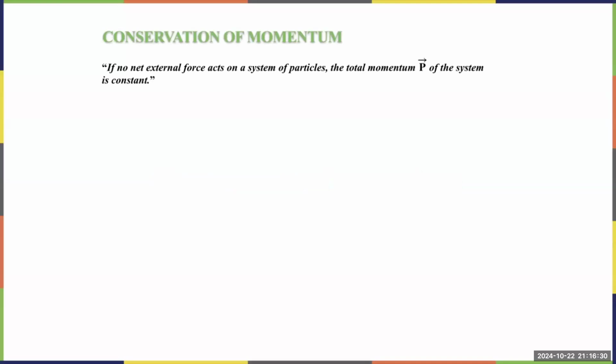So there is no external force, meaning there is no net force acting on the body. If the mass is not changing, then my velocity is always constant, right? Make sense? If no net external force acts on the system of particles, meaning we are not applying a net force on the system, the total momentum of the system is constant. Meaning if the mass remains constant, my velocity will also remain constant, right?